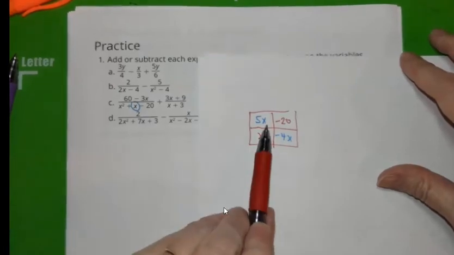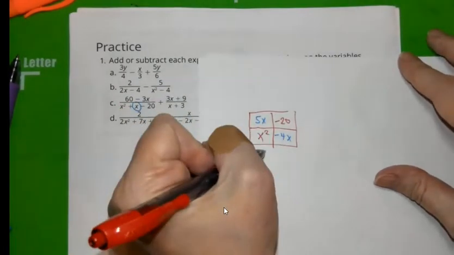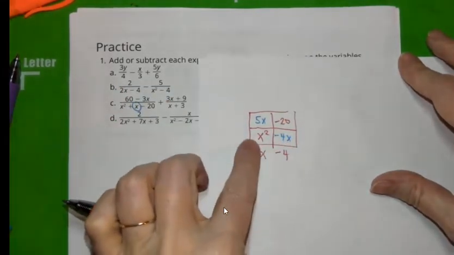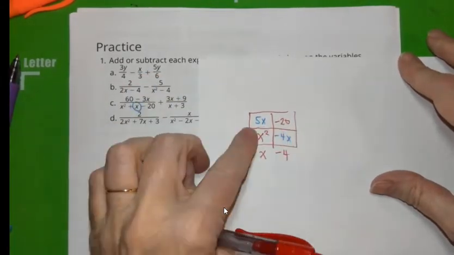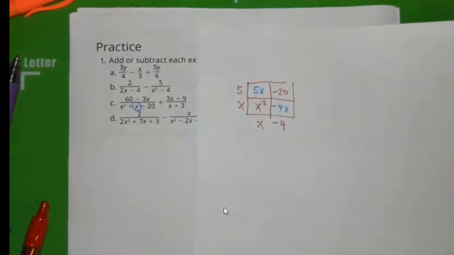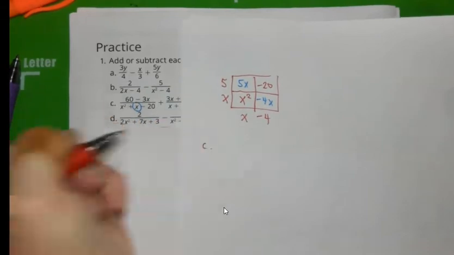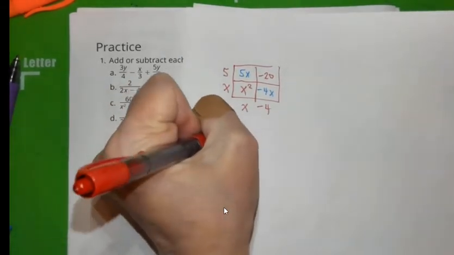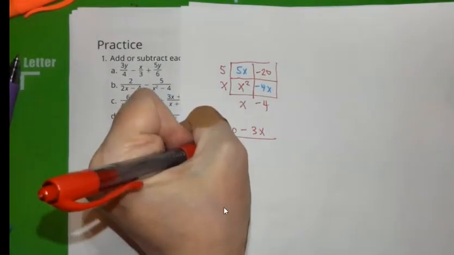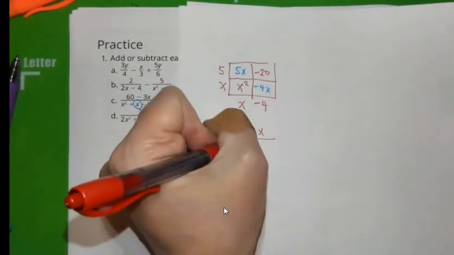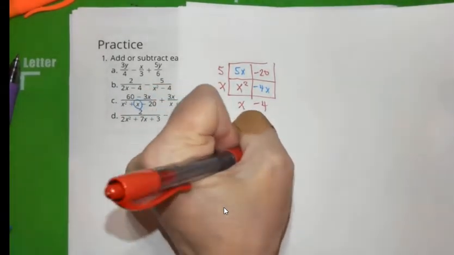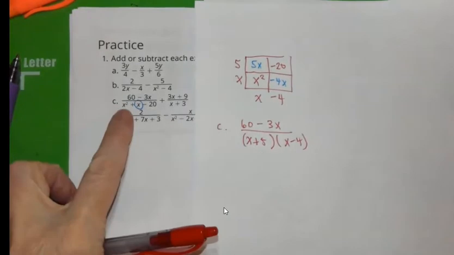So put your factors on your side. The 2 in the left column have a common factor of x. The 2 in the right column have a common factor of negative 4. The bottom row has a common factor of x. The top row has a common factor of positive 5. So when we write down problem C, we're going to write 60 minus 3x, and please don't factor the numerator here, because that won't help you. The only thing you want to factor in these problems, at least to start, is your denominator. All right, so we're going to put x plus 5 times x minus 4 in place of this trinomial.